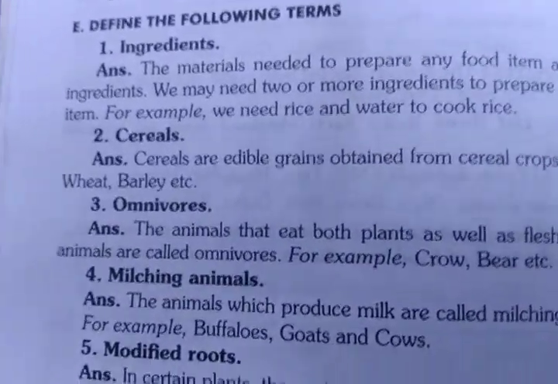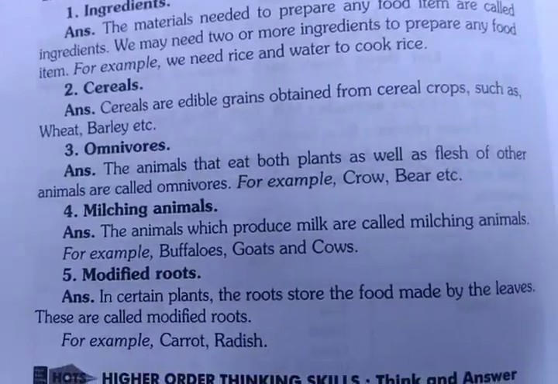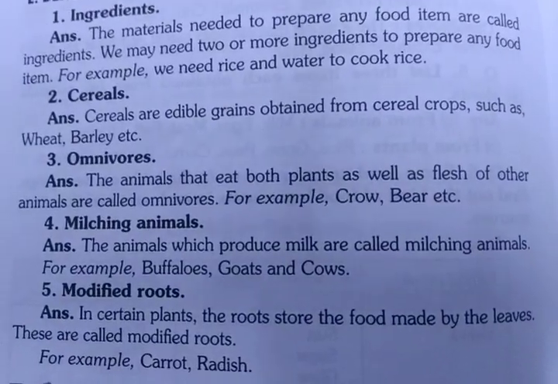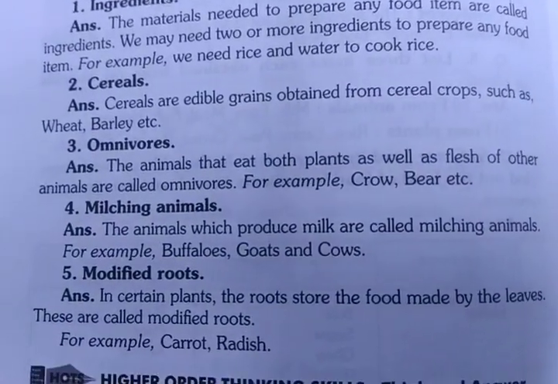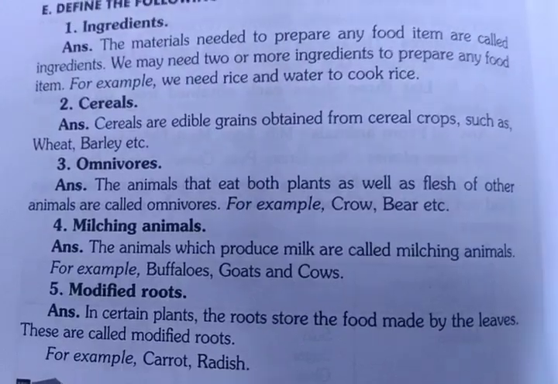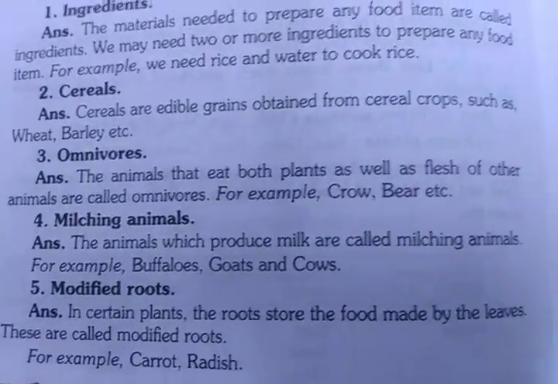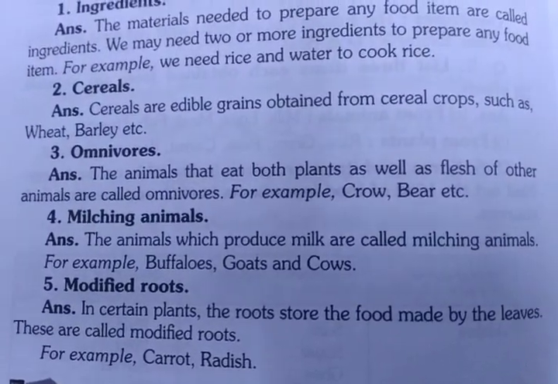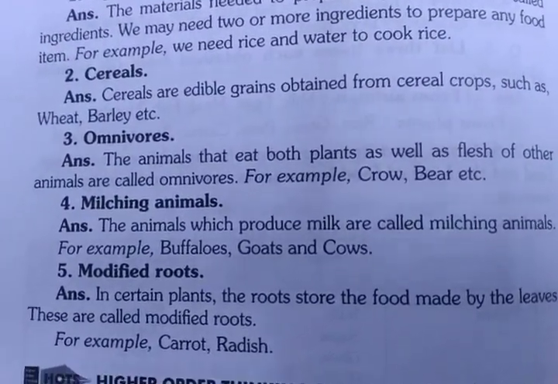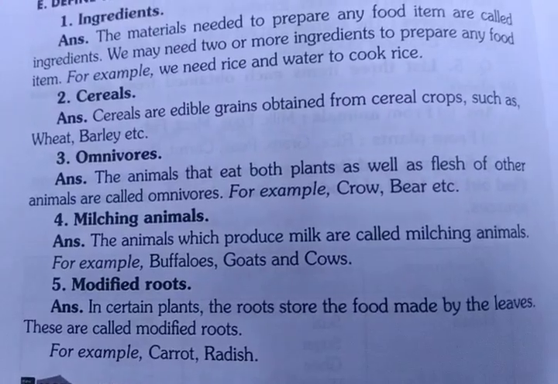What are omnivores? Have you heard the word omnivores? Yes, you might have heard. The animals that eat both plants as well as flesh of other animals are called omnivores, for example crow, bear, etc. What are milching animals? The animals which produce milk are called milching animals, for example buffaloes, goats and cows.